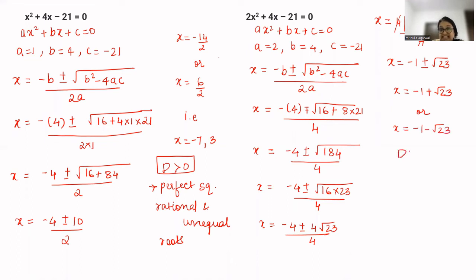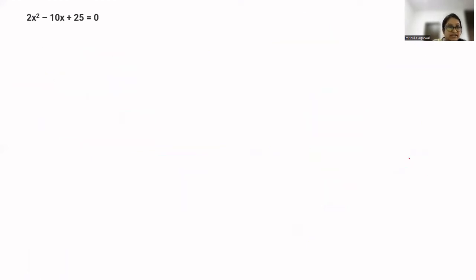So when D is greater than 0, but D is not a perfect square, we have irrational and unequal roots. So here you can see, when D was a perfect square, we have rational unequal roots, but when it is not a perfect square, it's irrational and unequal roots. We have one more condition. Let us look into that condition.